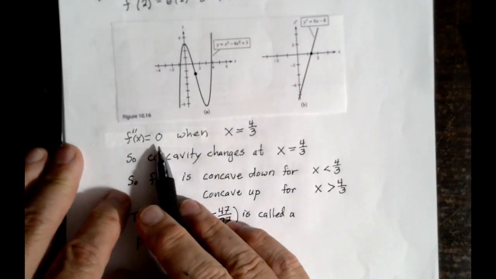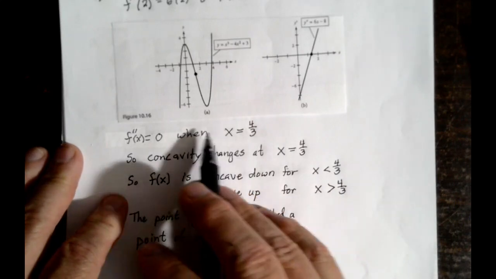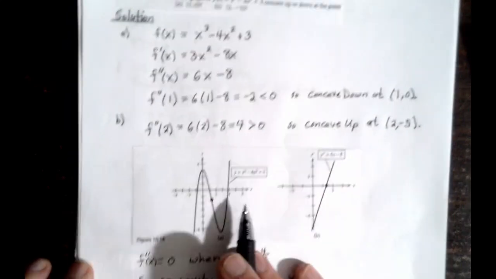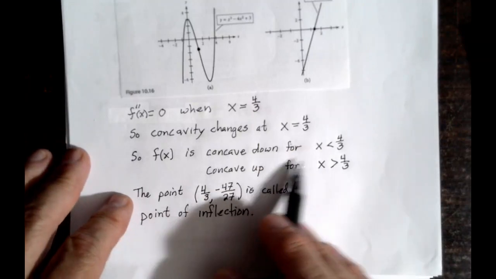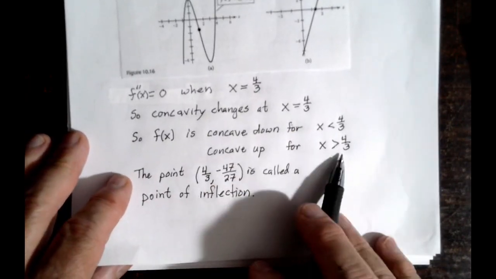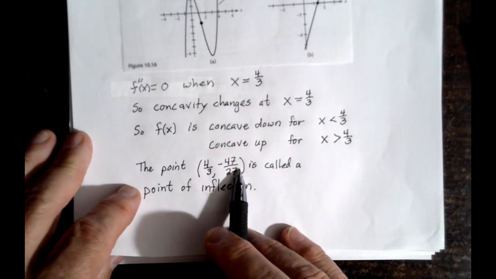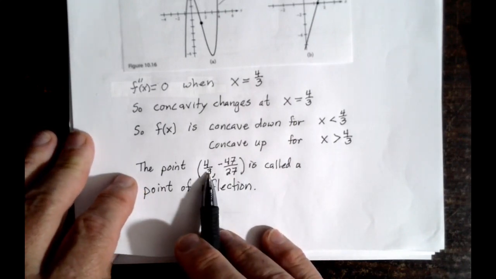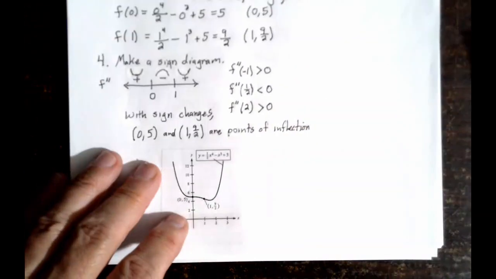The second derivative equals 0 when x equals 4/3. When you set this second derivative equal to 0 and solve it, you get 4/3. And so concavity changes at 4/3. Concave down less than 4/3, concave up greater than 4/3. And the point at 4/3, and I found this y coordinate by plugging this 4/3 into the original function, this point is called a point of inflection.